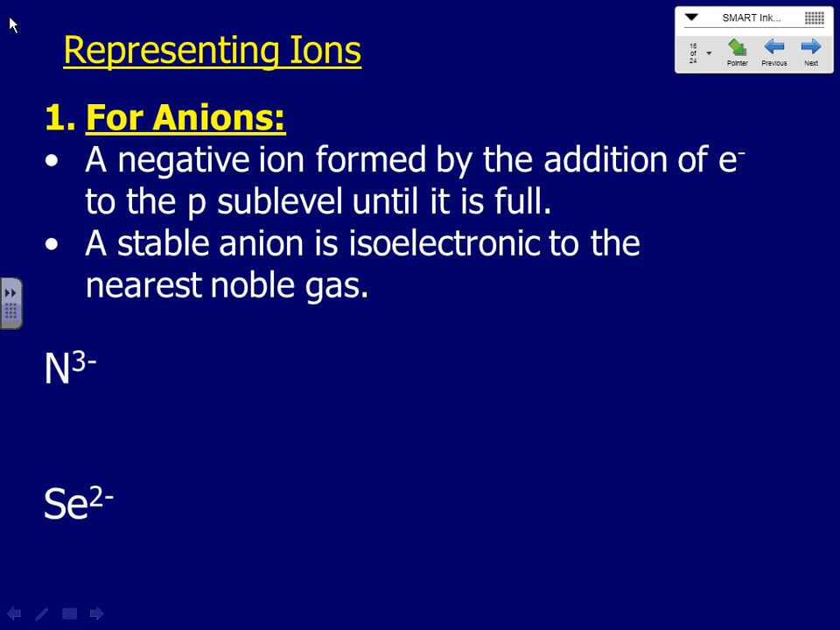So representing ions, for anions, it's very easy. A negative ion is formed by the addition of electrons to the p subshell until it is full. So we simply have to have enough electrons available to fill the p orbitals, and that's what determines the charge. So we've got the nitride ion, a nitrogen atom that has gained 3 electrons. The reason it's stable with 3 electrons being added is because that's what is needed in order to fill that p subshell.